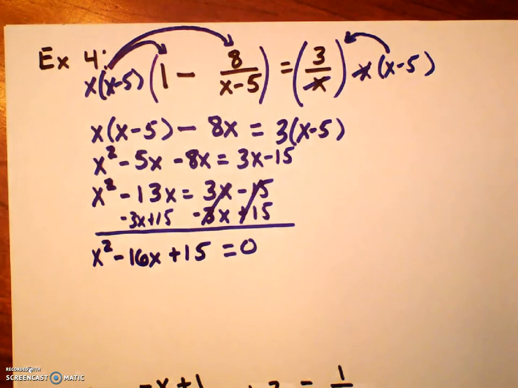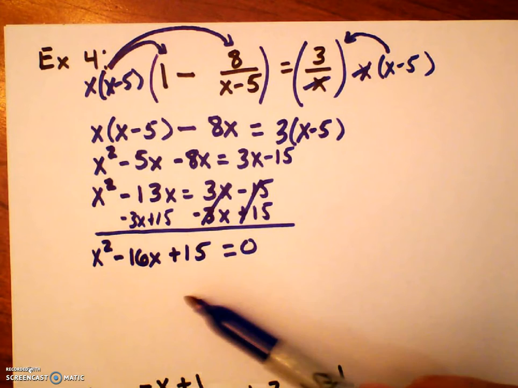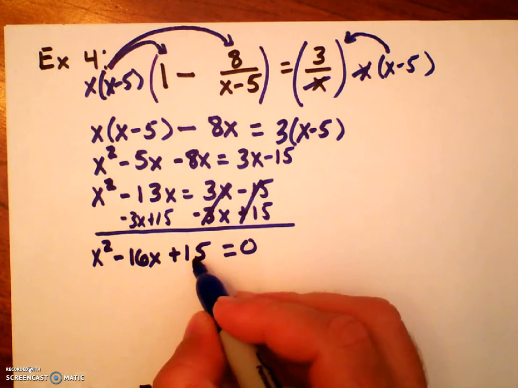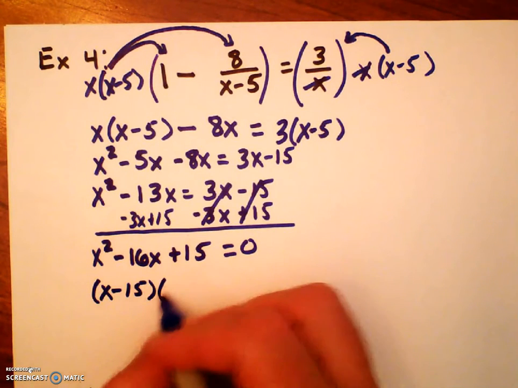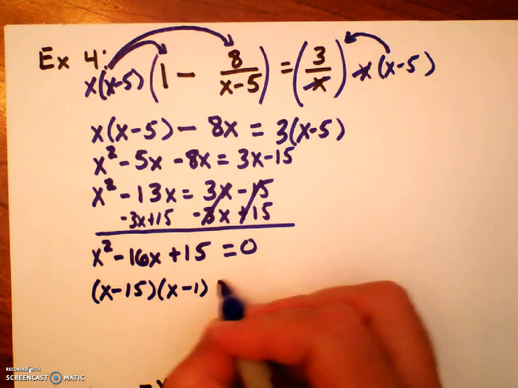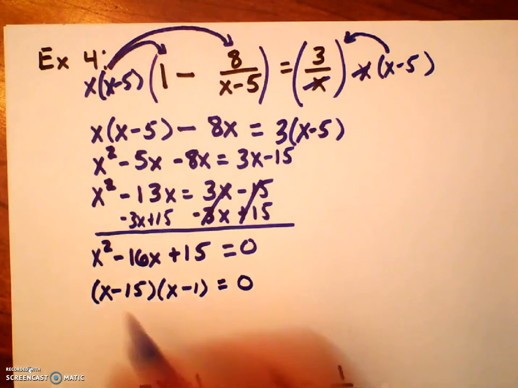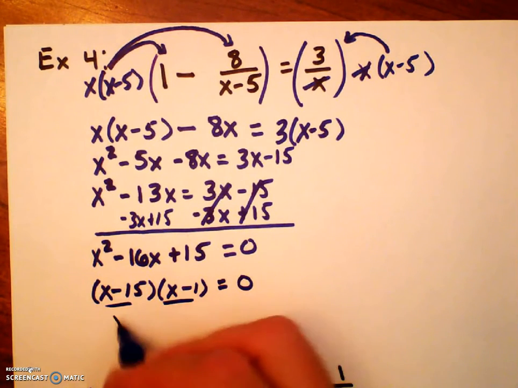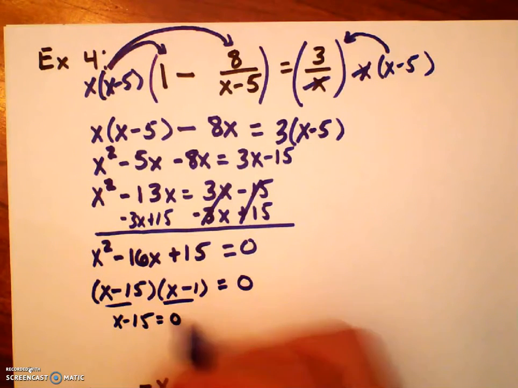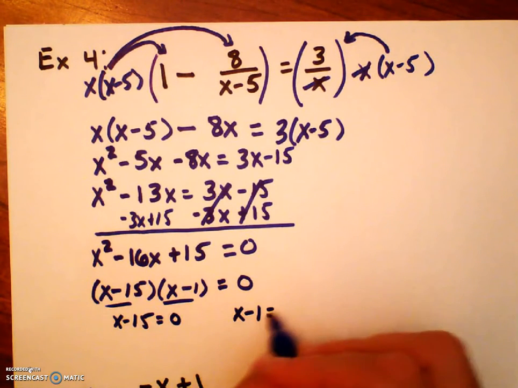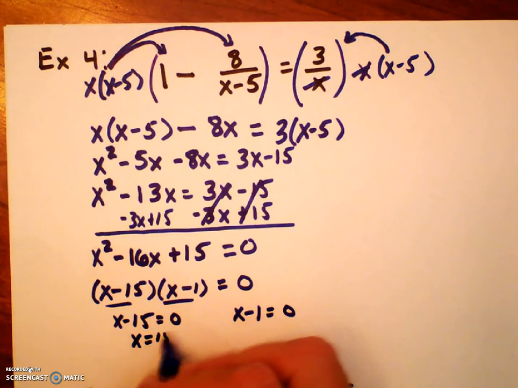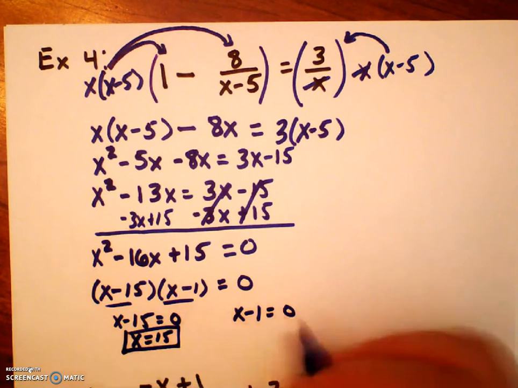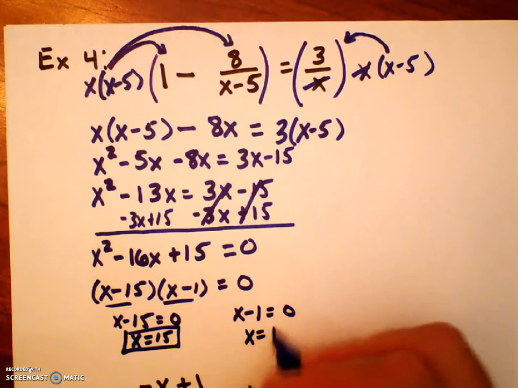And like I said before in the previous videos, most of these will be factorable at the end. So in this case, factors of 15 that get you negative 16 are negative 15 and negative 1. You should be able to factor that pretty quickly. Set both of these equal to 0, and you'll get your two answers. Add the 15 over, you get x equals 15. Add the 1 over, and you get x equals 1.